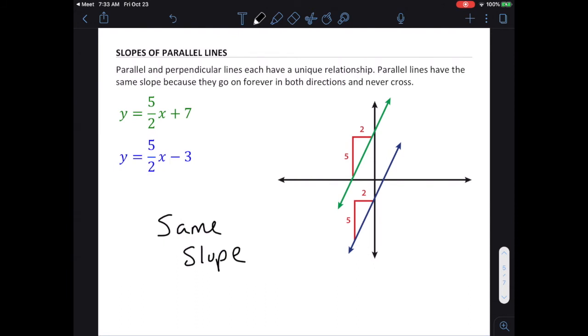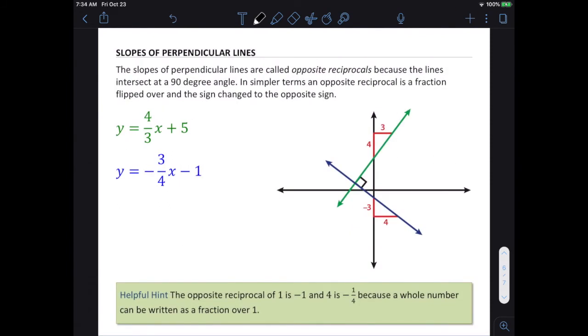So anytime we're asked to find the slope of a parallel line, we would just write the same slope that we see in the equation that we're given. Now, parallel lines are quite simple because the slope is the same, but perpendicular lines are a little bit more challenging because the slopes of perpendicular lines are called opposite reciprocals. And that's because perpendicular lines intersect at a 90-degree angle.